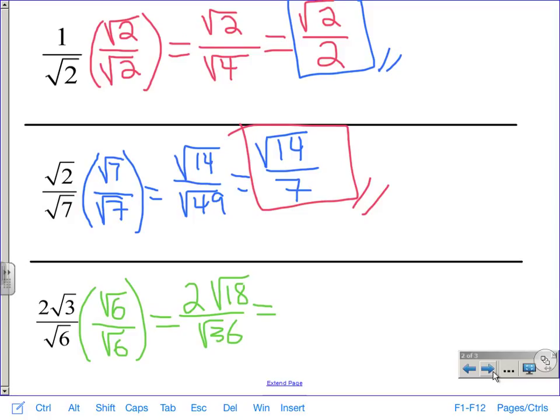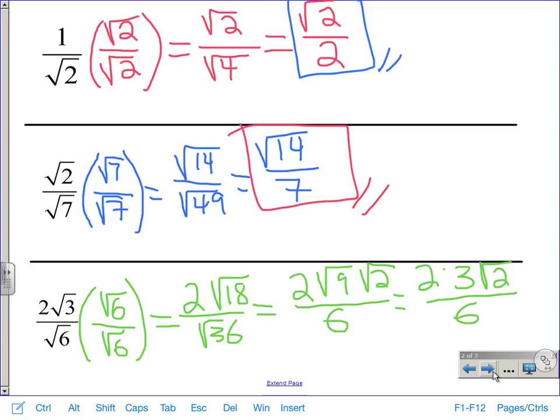Now I'll simplify my radicals. There's a perfect square in 18, which is 9, so I can make that radical 9 times radical 2, because radical 9 times radical 2 is radical 18, so I'm just breaking that apart. The square root of 36 is 6. Now we have some cleaning up to do in the numerator. 2 times the square root of 9 is 3, radical 2, over 6. And then I'm just going to bring it down a little bit because I've run out of room. 2 times 3 is 6, radical 2 over 6.